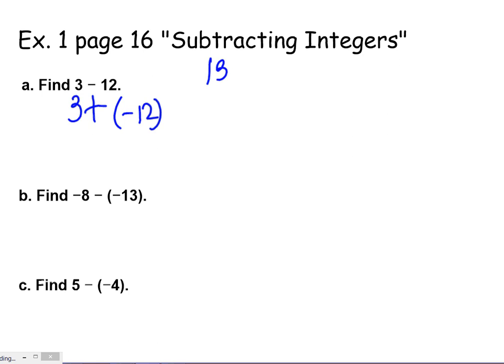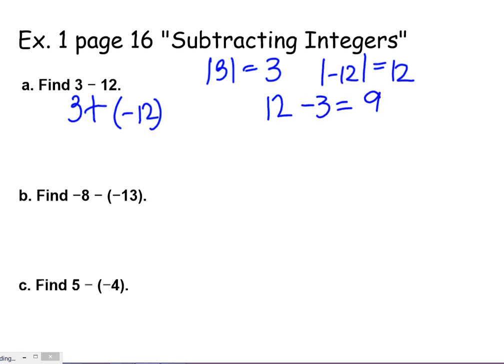The absolute value of 3 is 3. The absolute value of negative 12 is positive 12. You take the larger number minus the smaller number. 12 minus 3 is 9. Keep the sign of the bigger number. The bigger number is 12, and 12 was negative. So our answer will be negative 9.